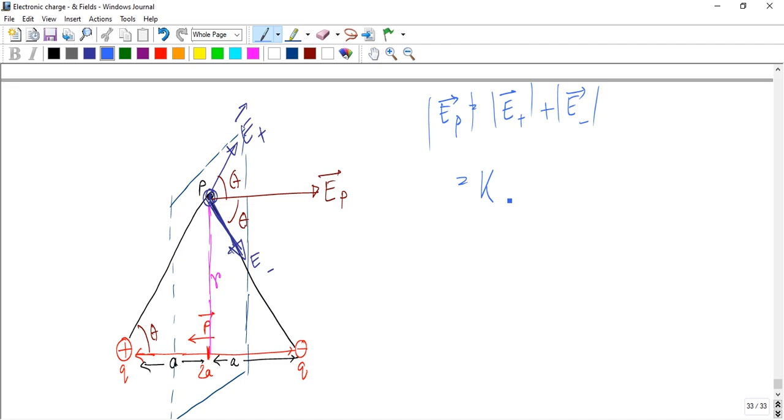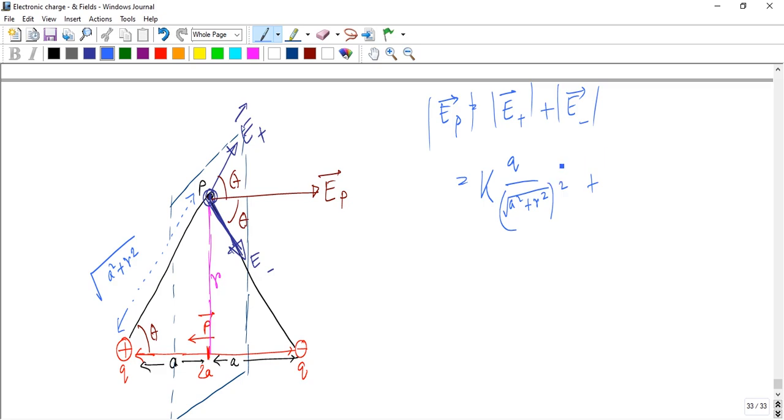We know the definition of electric field is KQ by R square. Here the separation squared is this line, that is A, and that is R, and that is a right angle triangle with a base and hypotenuse. We apply the Pythagoras theorem: base square plus perpendicular square, and the square root of these gives the hypotenuse. So it is the square root of A square plus R square, the whole square.